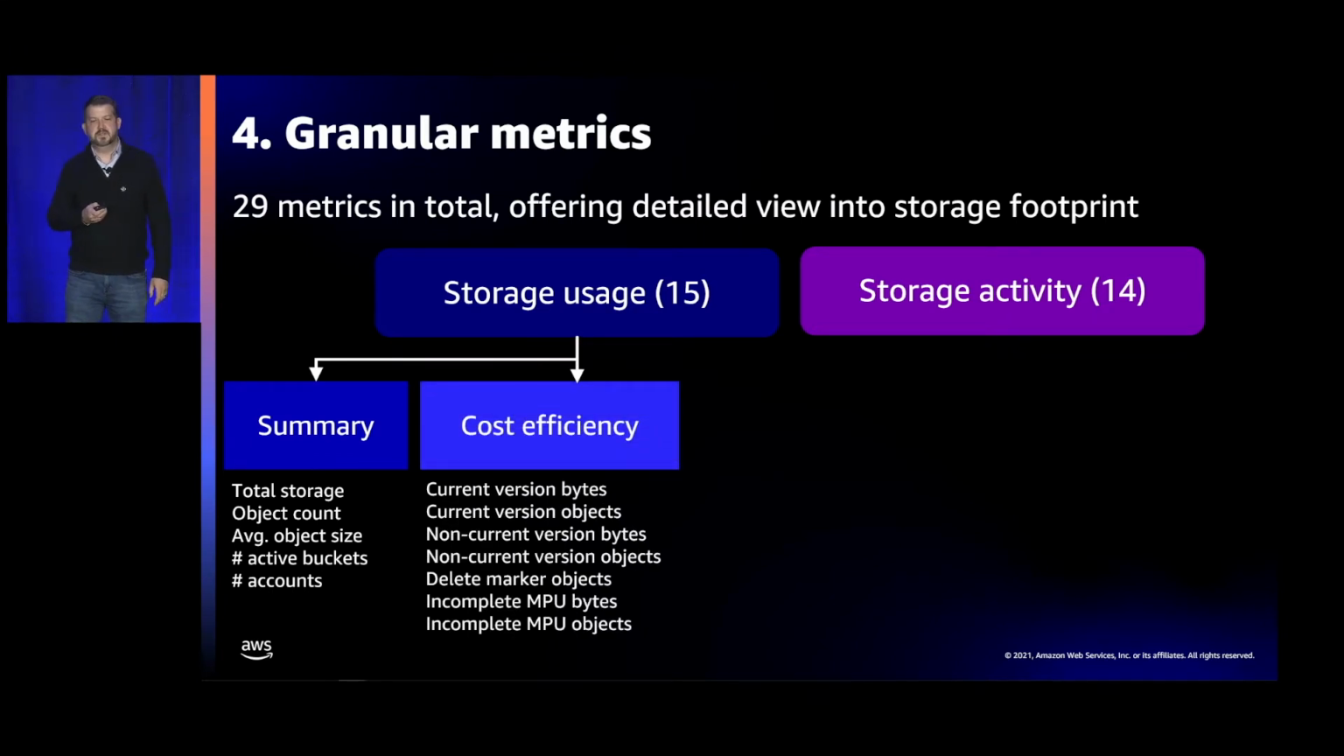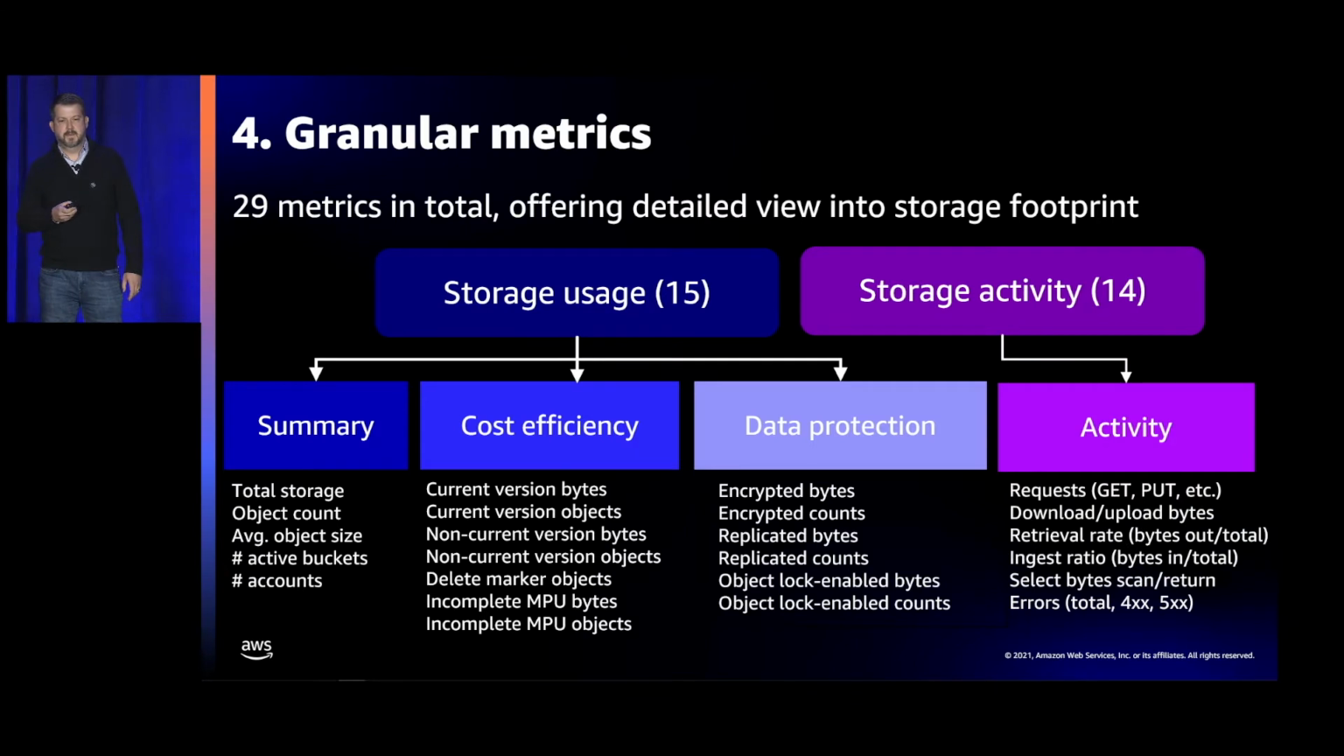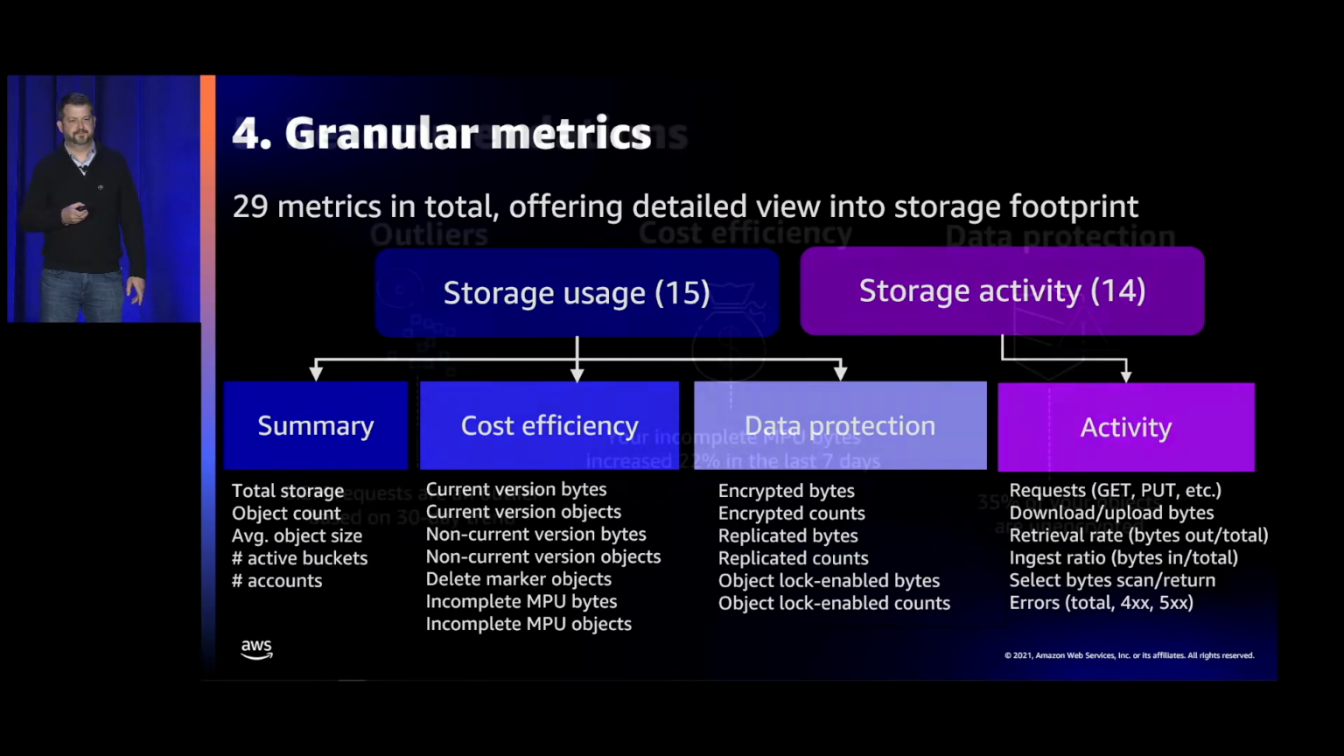Next are the cost efficiency metrics that point to some indicators of how you might be able to reduce your storage costs. Third is data protection metrics. These inform you on how your organization is doing on implementing any of your security or replication best practices. And lastly, activity metrics, which help you understand how many gets, puts, bytes downloaded, et cetera, so you understand what are your hot versus cold buckets.